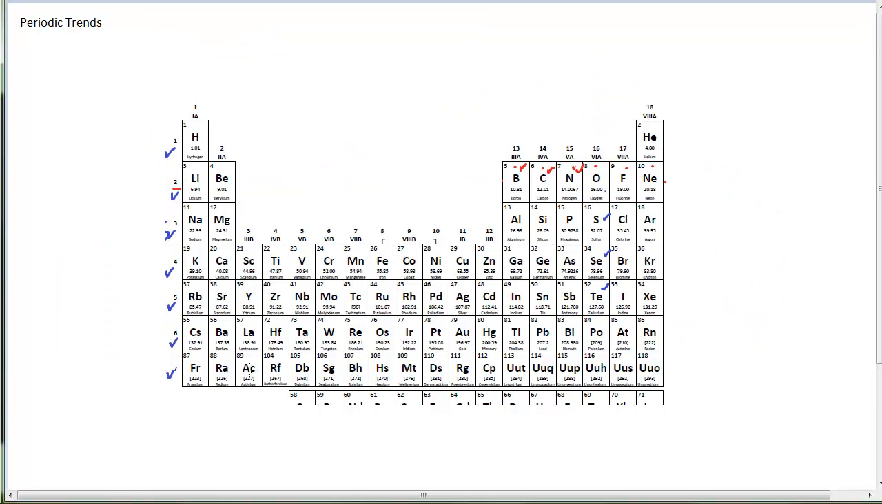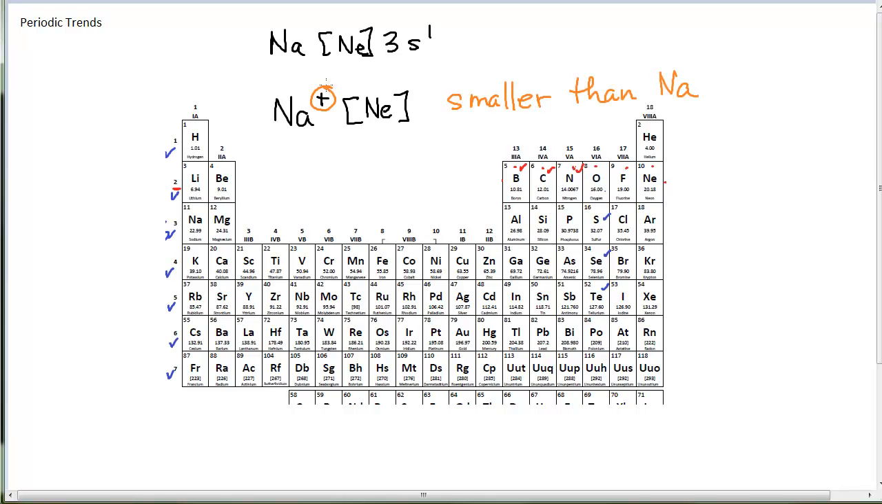If I want to compare the size of an atom to its ion, for example, let me compare sodium, which has an electron configuration of neon 3s1, to sodium with a +1 charge, which has the electron configuration of simply neon. What I see here is that once the electron is removed to make the cation, the ion is smaller than the neutral species. So sodium with a +1 is smaller than sodium. And it works that way for all cations. The cation of any element is smaller than the neutral element.